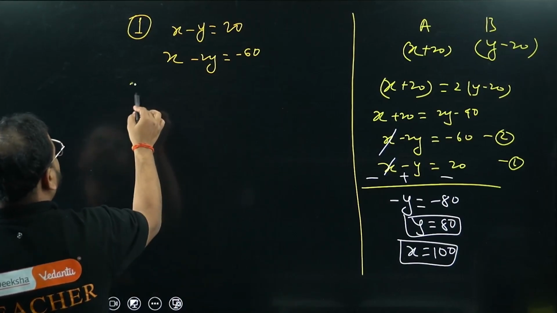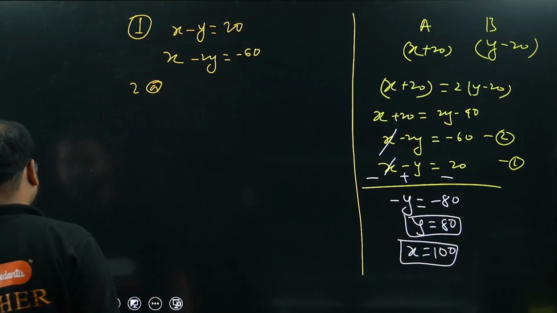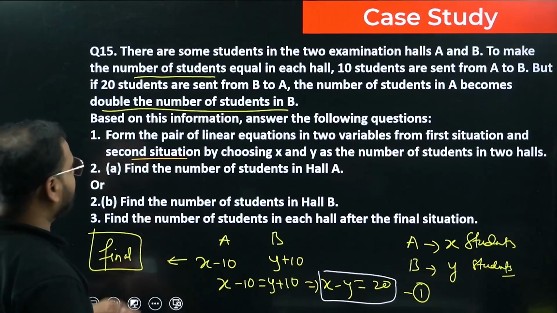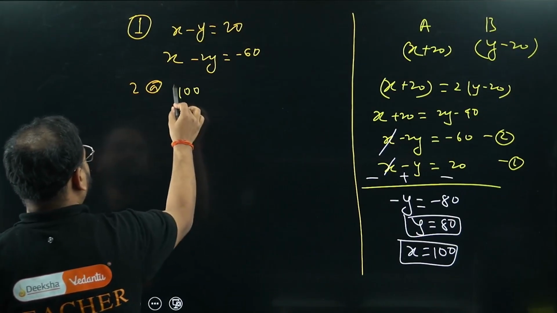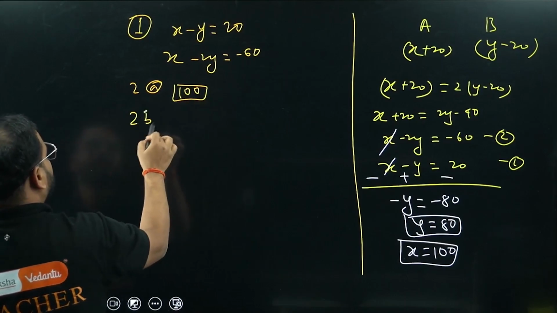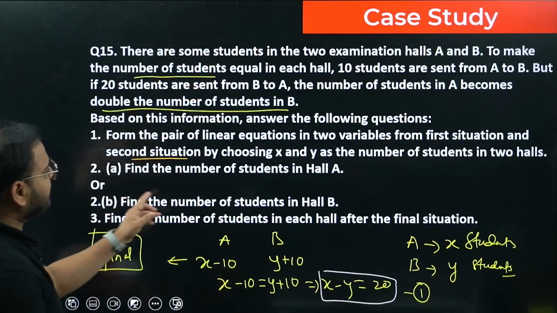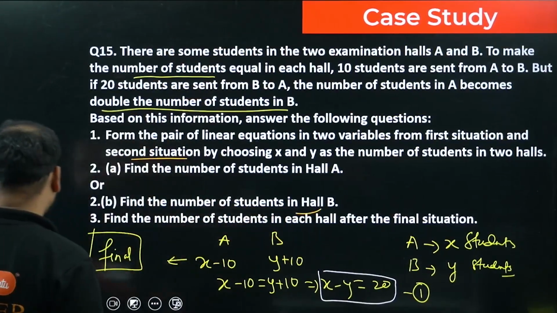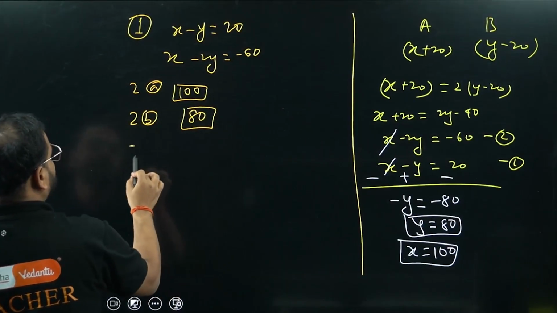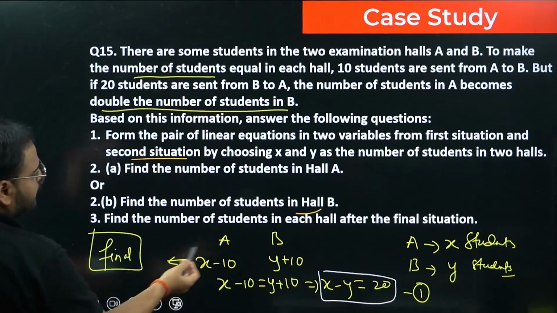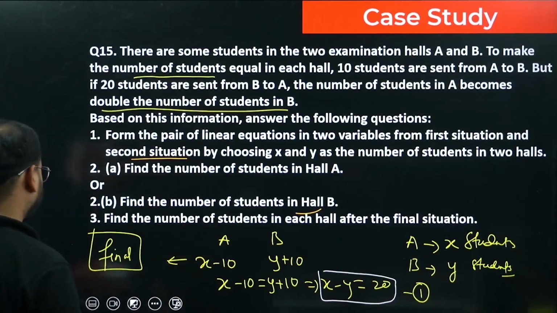Yes. Now the second question has two parts, please check. 2a, find the number of students in hall A. Hall A is what? X, so 100 students. 2b, what is 2b, bacha? Please check. Find the number of students in hall B. This is going to be what? Simply 80.